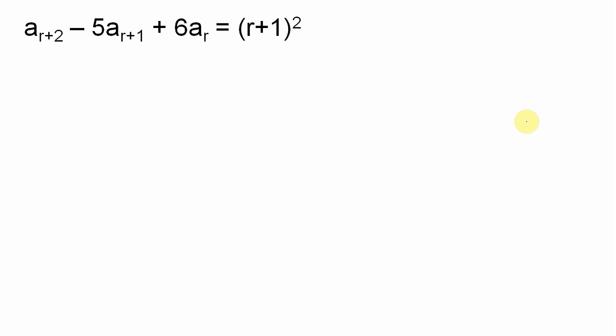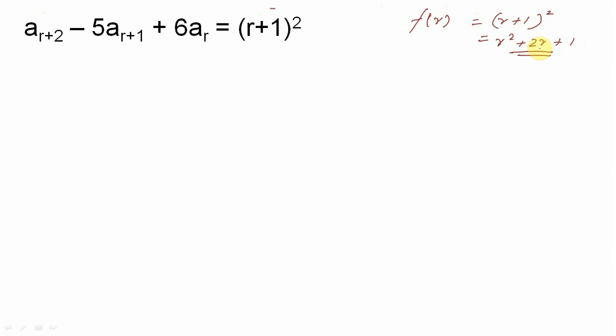Here a_(r+2) minus 5a_(r+1) plus 6a_r is equal to (r plus 1) whole square. Now notice something, we have not specified any initial conditions over here. If initial conditions are not given, that means the final solution is going to be in terms of b1, b2, b3, the coefficients that we are going to find out in the homogeneous solution. So once again, here the function f(r) is of the form of (r plus 1) whole square, that means r square plus 2r plus 1.